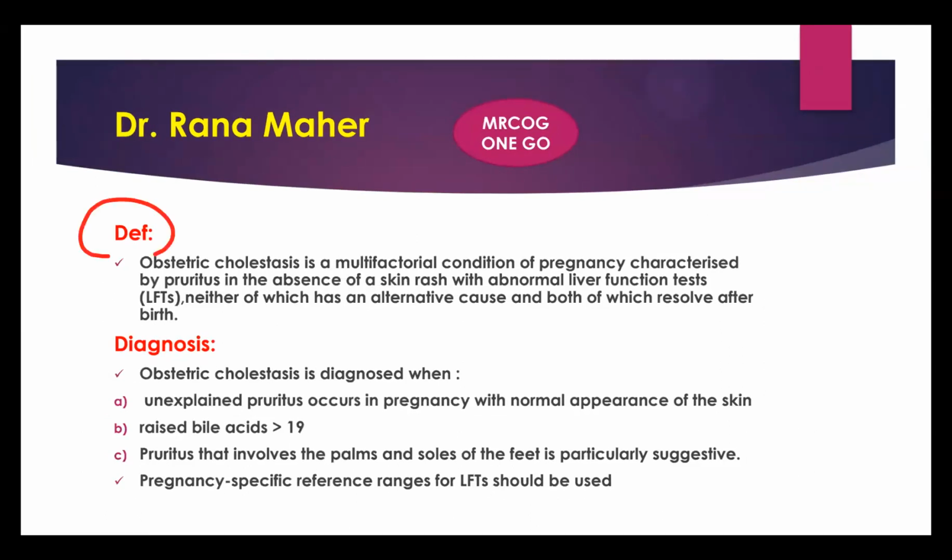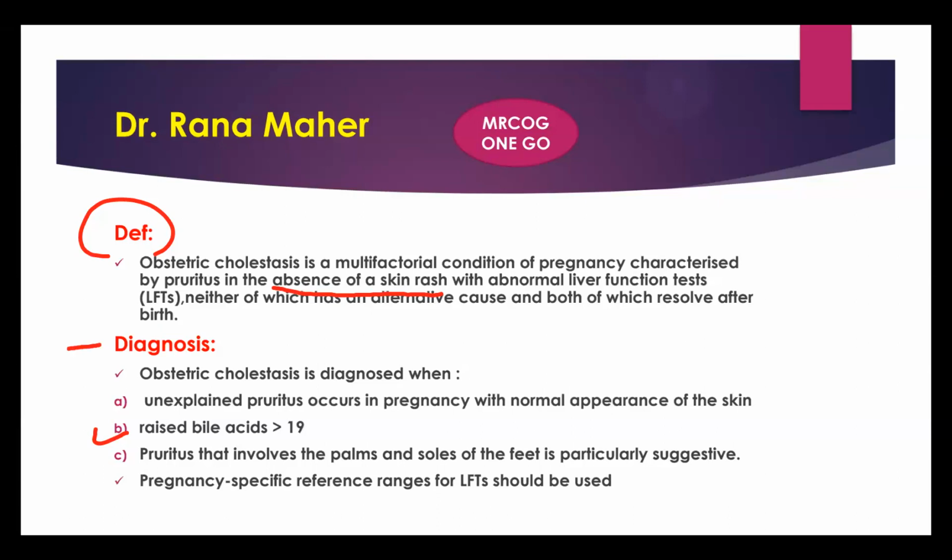So what about the definition of obstetric cholestasis or intrahepatic cholestasis? It's a multifactorial condition of pregnancy. It's characterized by pruritus or itching in the absence of a skin rash. Very important point: no skin rash here. With abnormal liver function tests, especially the bile acids being more than 19. So this is the definition. We will not find any cause for that, and we have to exclude all other causes. Usually this condition will resolve after birth. The itching and the deranged liver function will come back to normal.